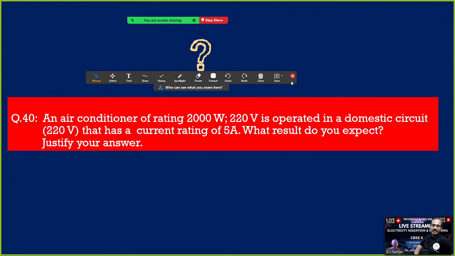This is one of the questions I noticed, again a frequently asked question. An air conditioner of the rating 2000 watts, 220 volts is operated in a domestic circuit that has the current rating of 5 amperes. So what result do you expect? Which means whether this air conditioner can work with 5 amperes or not. That is the direct question they are asking. For this, how to answer?